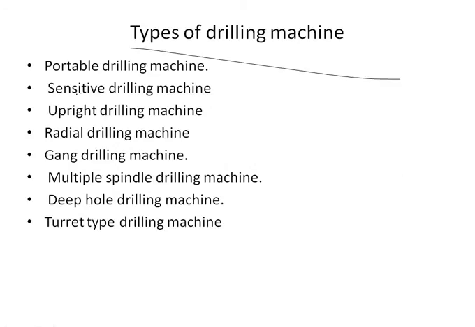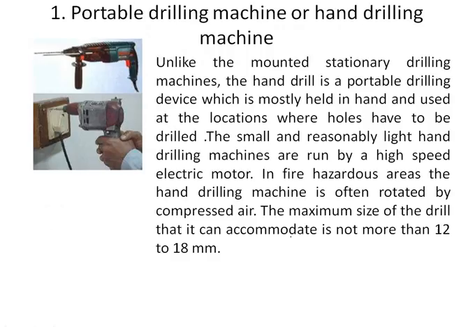Next, types of drilling machine. First one, portable drilling machine. Second, sensitive drilling machine. Third one is upright drilling machine. Fourth one is radial drilling machine. Fifth one is gang drilling machine. Sixth one, multiple spindle drilling machine. Seventh one is deep hole drilling machine. And eighth one is turret type drilling machine.